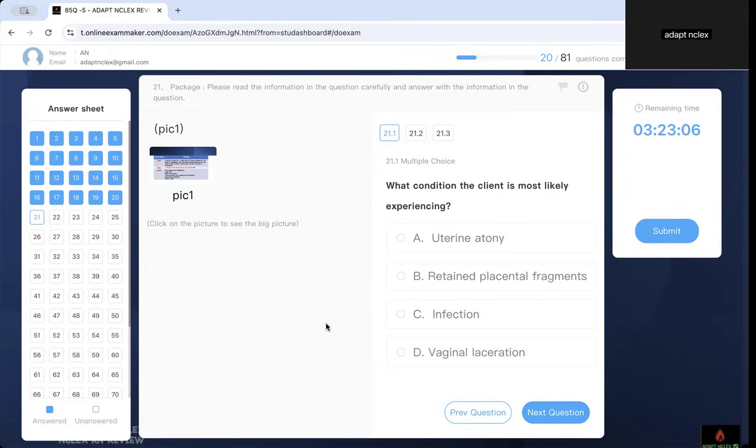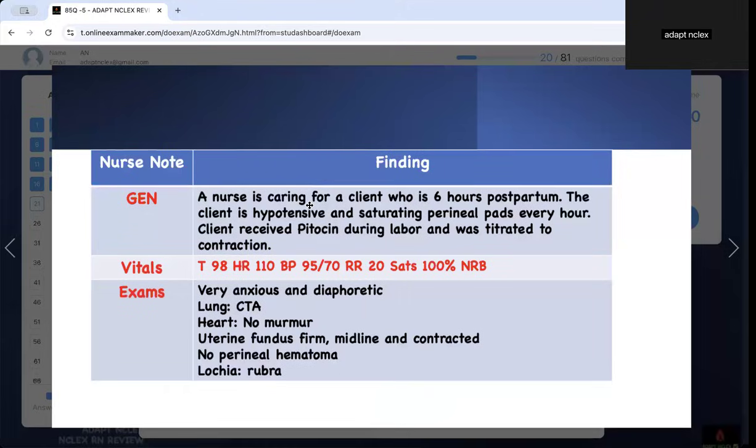This is next generation. I'm going to show you Bowtie questions, 2 Bowtie questions to master them. What is it? How do you read it? First 2 sentences, try to figure out what is going on. A nurse is caring for a client who is 6 hours postpartum. Oh, just delivered. The client is hypotensive, bad problem. Saturating a peripad every hour. Bleeding.